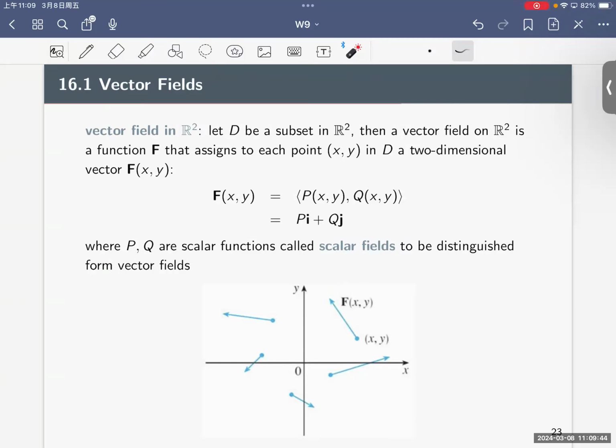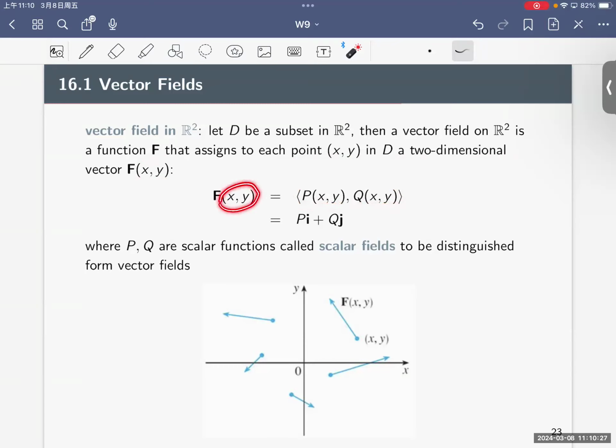First, the vector field in R2. R2 means the 2D space, like here I have the XY plane, which is a 2D space. The vector field means I assign a vector to each point xy in the 2D space. So a function f that assigns to each point xy a two-dimensional vector. So f of xy is equal to a vector, and this vector depends on the point xy.